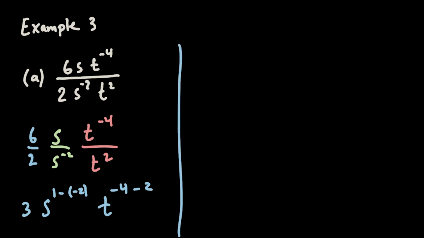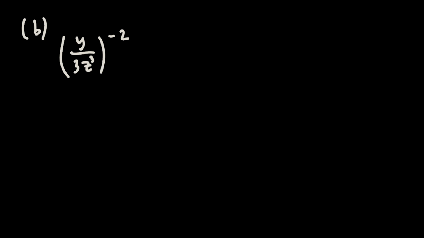So we'll get 3s to the power 1 plus, because we have minus and minus, it will be plus, so 1 plus 2 will be 3, so s to the power 3. For t, we have t to the power minus 4 minus 2, that would equal minus 6. In math, we don't like negative powers, so to make it positive, we'll just bring it down. So the answer will be 3s to the power 3 over t to the power 6.